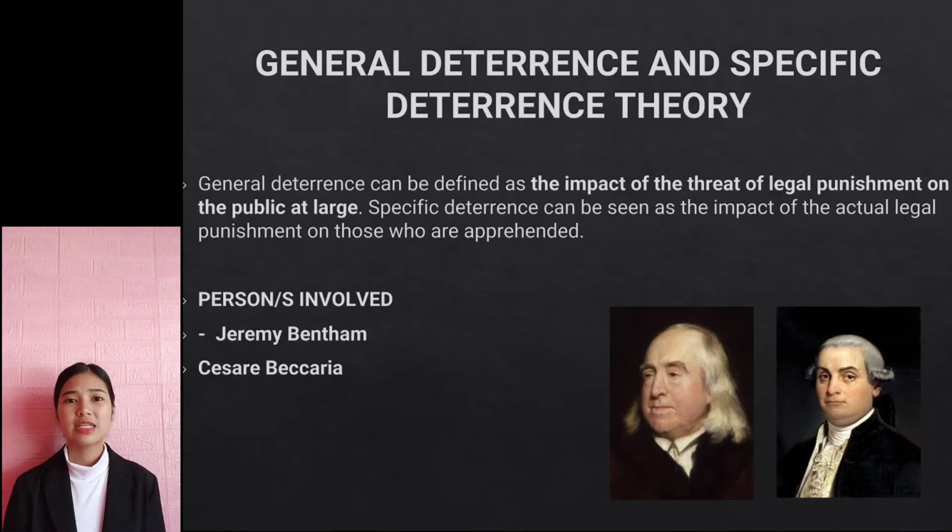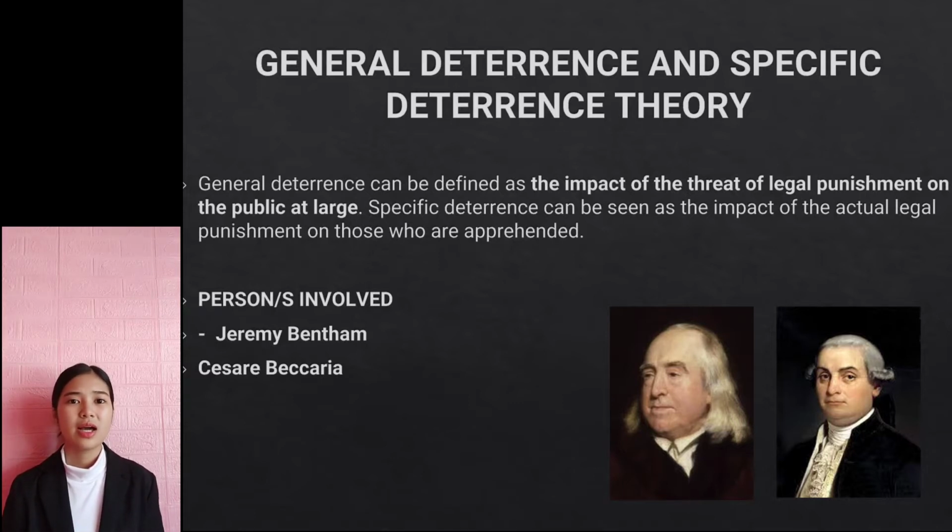General deterrence sets an example for society at large, whereas specific deterrence focuses only on the individual being punished. So, the person involved here is Jeremy Bentham, who is known as the founder of this theory, a hedonistic conception of man that as such would be deterred from crime if punishment were applied swiftly, certainly, and severely.